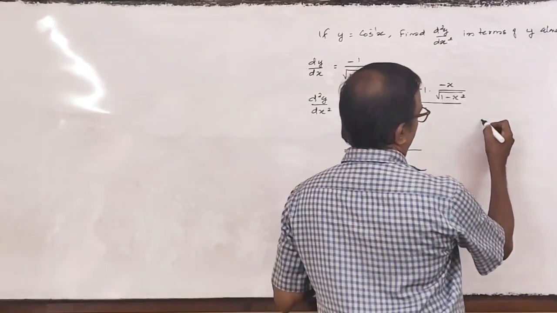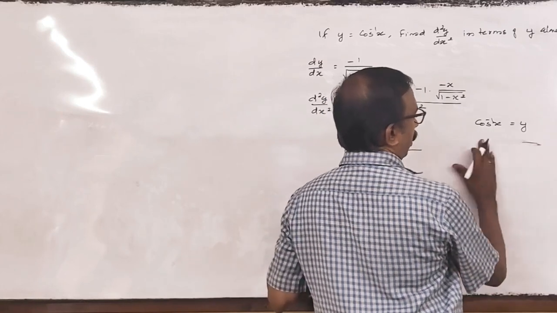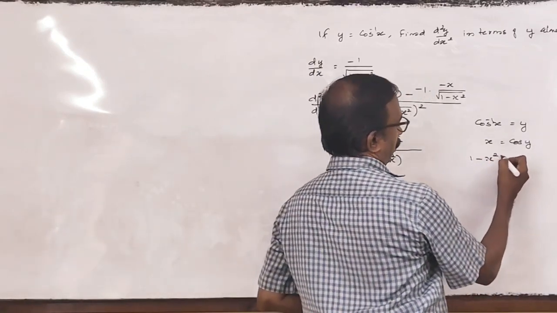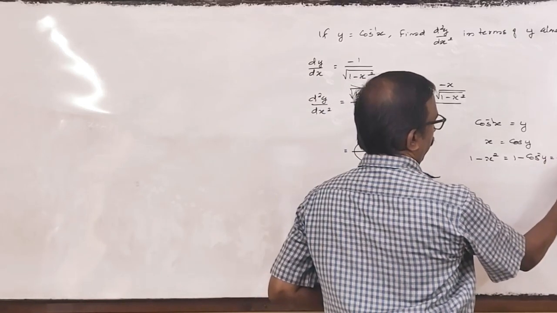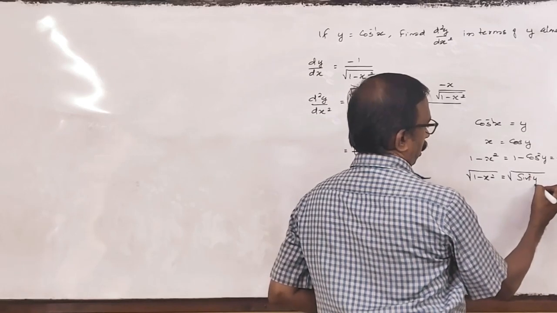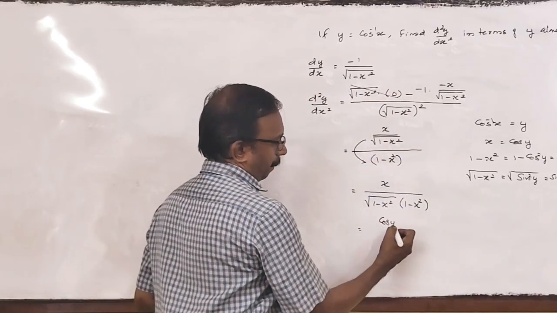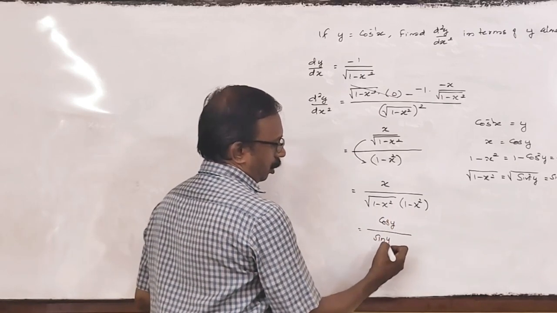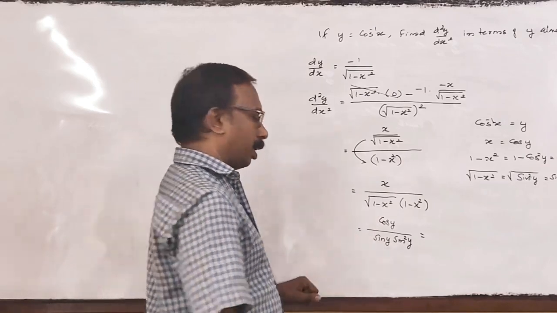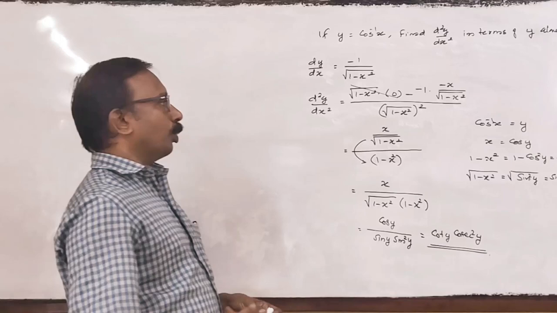Here, cos inverse x is equal to y. Therefore, cos y is equal to x, or x is equal to cos y. 1 minus x square is 1 minus cos square y, that is sin square y. Root of 1 minus x square is root of sin square y, that is sin y. Substituting all these values here, we have x is cos y, by sin y, into cos square y over sin square y.